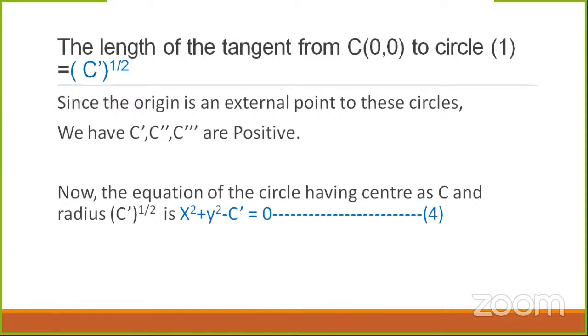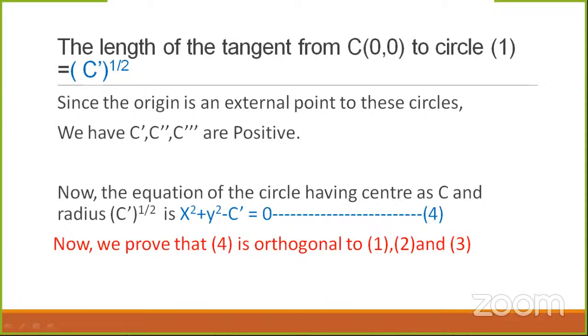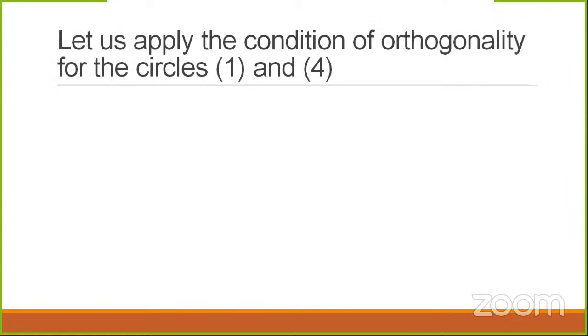Now the equation of the circle having the center as c and the radius as root c dash, we have the equation x minus h whole square plus y minus k whole square is equal to r square. What is r, children? C dash power 1 by 2. When it is squared, it is only c dash. Now we prove that this circle, whatever we got in equation 4, x square plus y square minus c dash, is orthogonal to the given circles 1, 2, and 3. How can we prove? By checking the orthogonality condition.